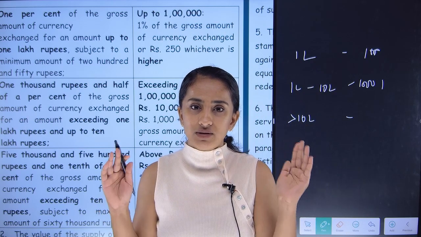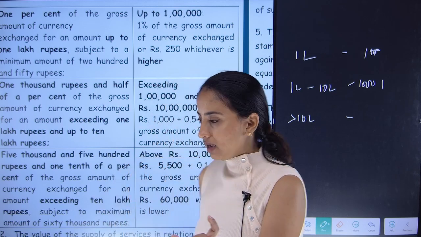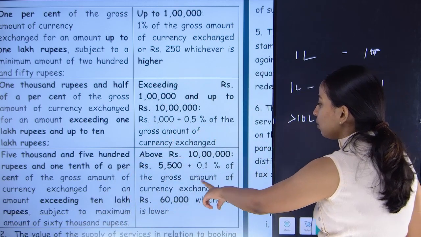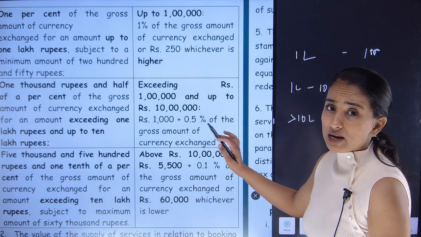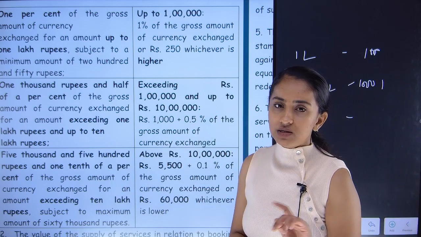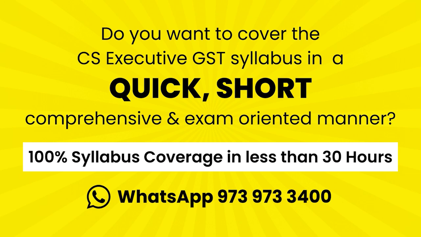Let's say your transaction value is 11 lakhs. On an extra 1 lakh, you take 0.1% of the gross amount exchanged or 60,000, whichever is lower. Fine. So I need you to remember these. If at all you get a question, it will be a simple thing for you to calculate on paper and get to the answer.